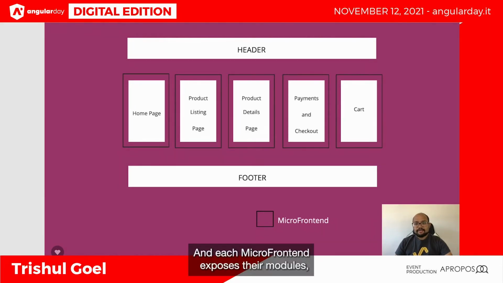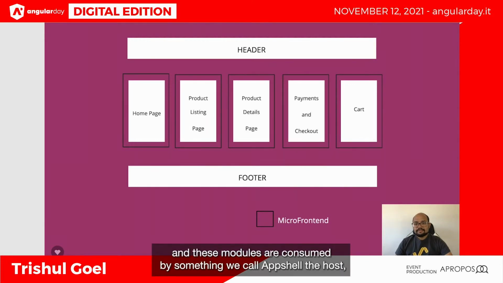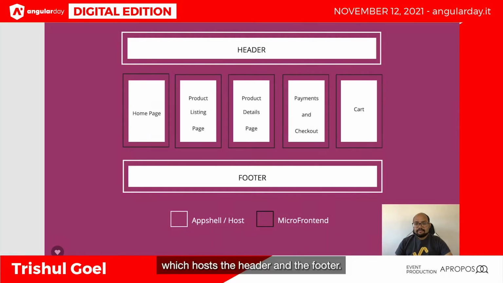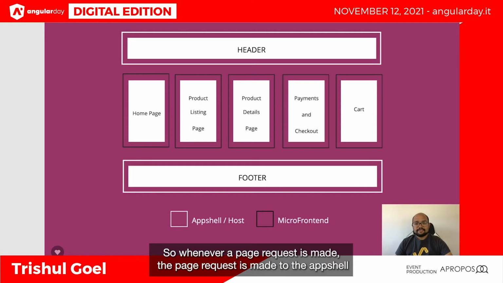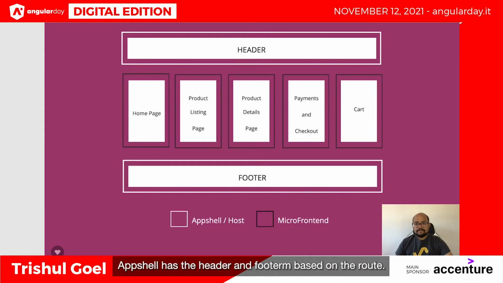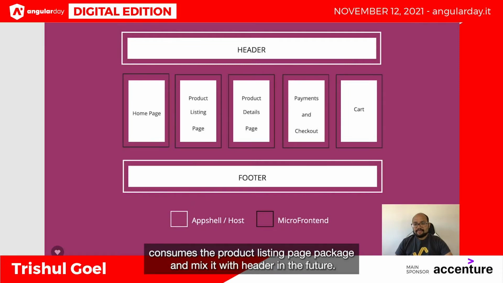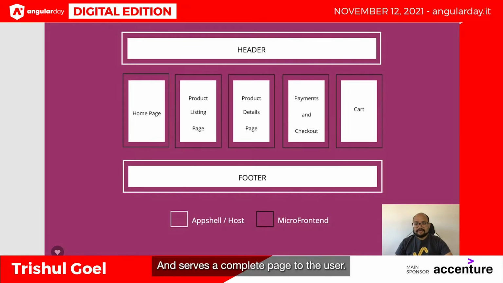And each micro frontend exposes its modules, and these modules are consumed by something we call the Appshell, the host, which hosts the header and the footer. So whenever a page request is made, it is made to the Appshell. The Appshell has the header and the footer. Based on the route, it consumes the micro frontend and builds the page on the fly. So for example, when a user hits a listing page, the Appshell consumes the product listing page package, mixes it with the header and the footer, and serves a complete page to the user.